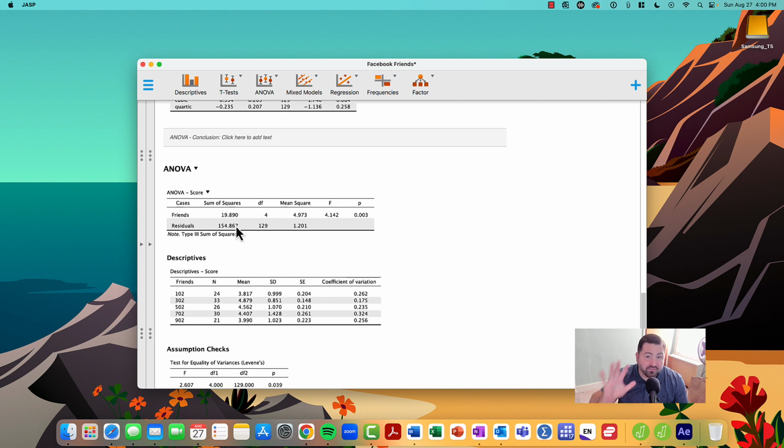To determine the degrees of freedom, remember, we use k minus 1. And so because I have 5 groups minus 1 degree of freedom, my degrees of freedom in this case would be 4. If I took the sum of squares of 19.890 and divided it by its degrees of freedom, we would get the mean square of 4.973.